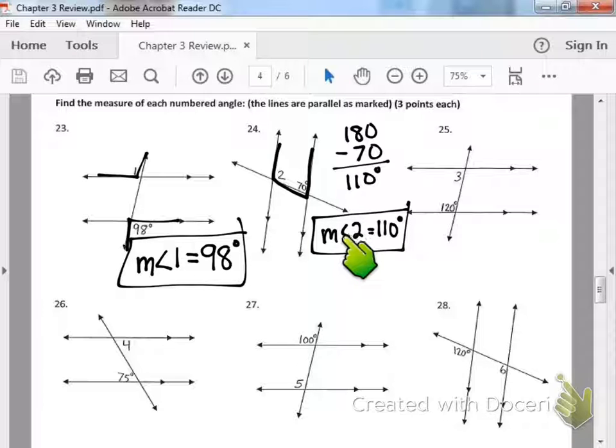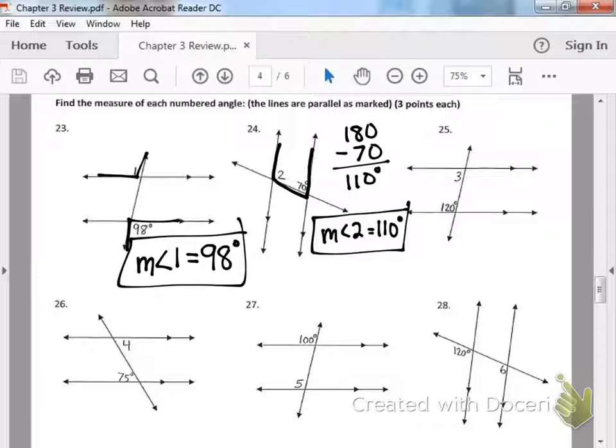Now, some students like to write an equation like the measure of angle 2 plus 70 equals 180, and then subtract the 70 from both sides. You'll still end up doing this math, 180 minus 70. So if you want to write out the extra steps, that's fine. If you just want to type it in the calculator, go for it.